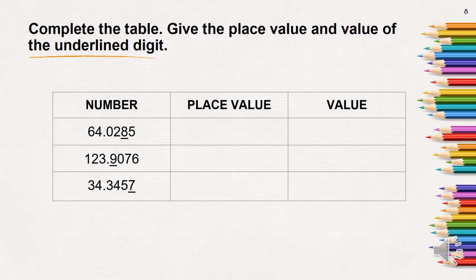The first number we have here 64 and 285 10,000ths. What do you think is the place value of the underlined digit? Correct. It's in the thousandths place. How about its value? The value is 8,000ths. Now let's proceed to the second number.